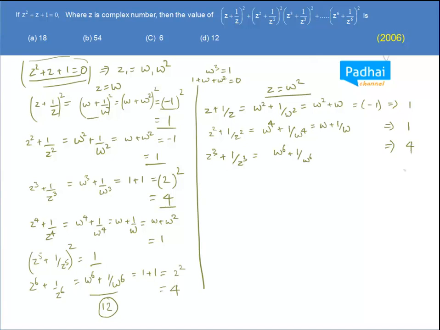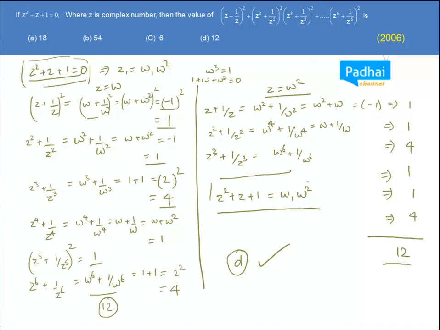So similarly, if you go on and do calculations like this, it will again give me these same values, which if I add them up will again give me the answer 12. So hence option D is correct in this case, and this question is solved. The major point in this question was that you should know that the roots of the quadratic equation z² + z + 1 = 0 are omega and omega square. This is a very basic thing. You should know this.